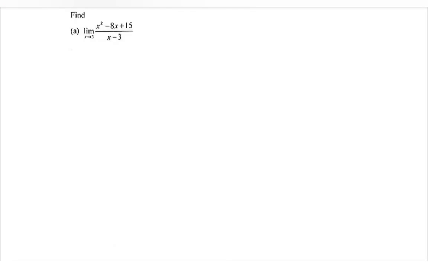Kindly refer to the question: the limit as x approaches 3 of the function (x squared minus 8x plus 15) over (x minus 3). If we substitute the value 3, we will have 9 minus 24 plus 15, and we will obtain 0 over 0, which we call an indeterminate form.